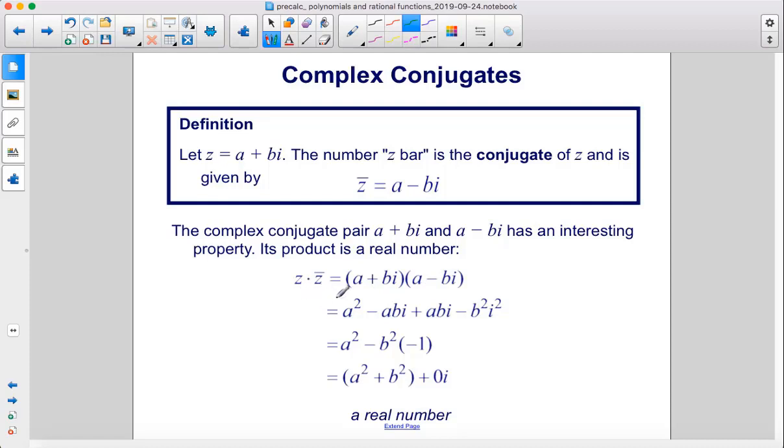z times z bar equals a plus bi times a minus bi. Then you use FOIL and you get a squared minus abi plus abi minus b squared i squared. These cancel out, giving us a squared minus b squared times -1 because i squared is -1. Therefore, we end up with a squared plus b squared plus 0i. This is a real number.